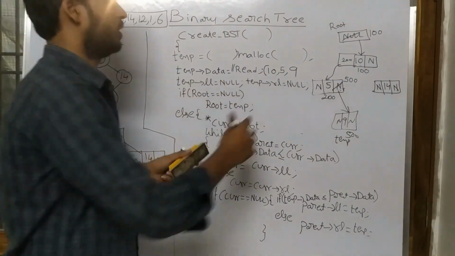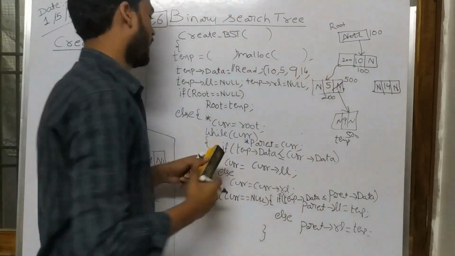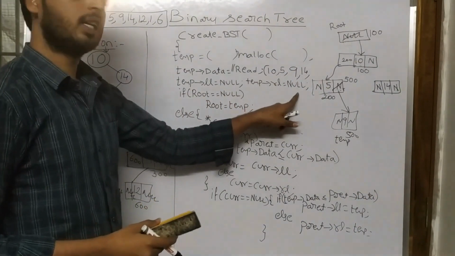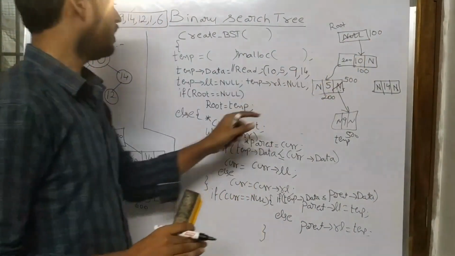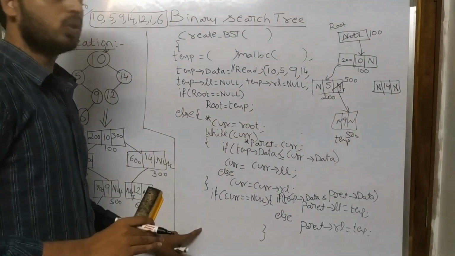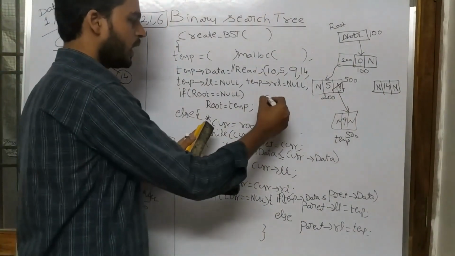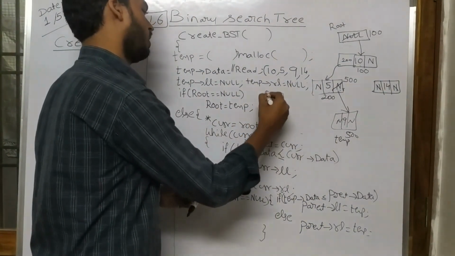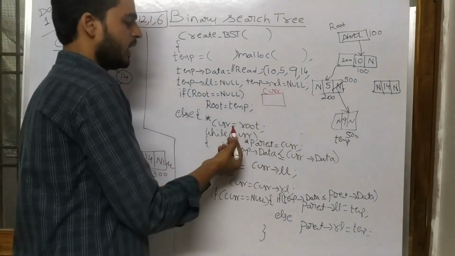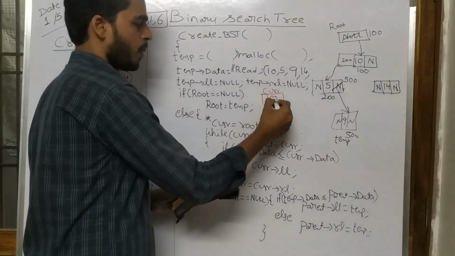So read it: the value 14, and left side null is placed and right side null is placed. And is root null? No, this is not the first node. Then I can say that surely I need to execute this code. So it is going to create one current pointer which contains what address? The address is 100.